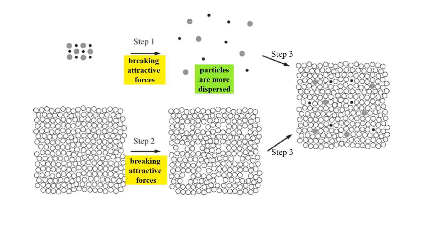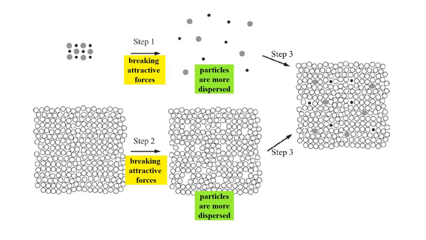Now in step 2, it's kind of similar in that we are breaking attractive forces, but now it's among the particles of the solvent as opposed to the particles of the solute in step 1. So we're breaking attractive forces between the particles of solvent. The particles are becoming slightly more dispersed, so we have a positive delta H and a positive delta S for step 2. Now step 3 is the opposite of steps 1 and 2.